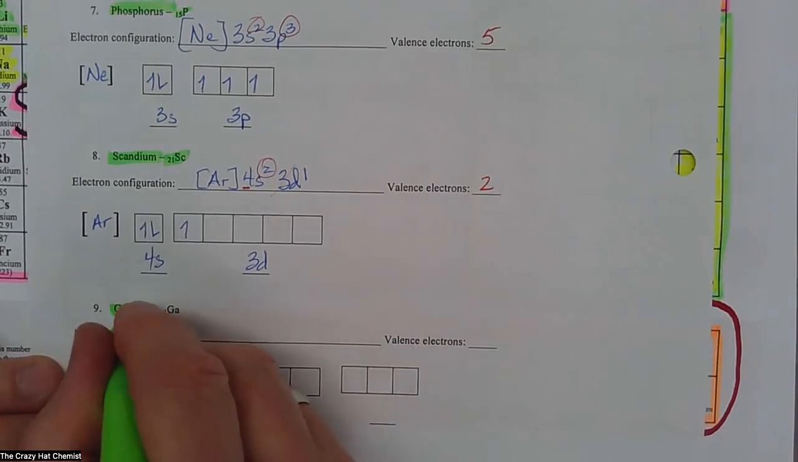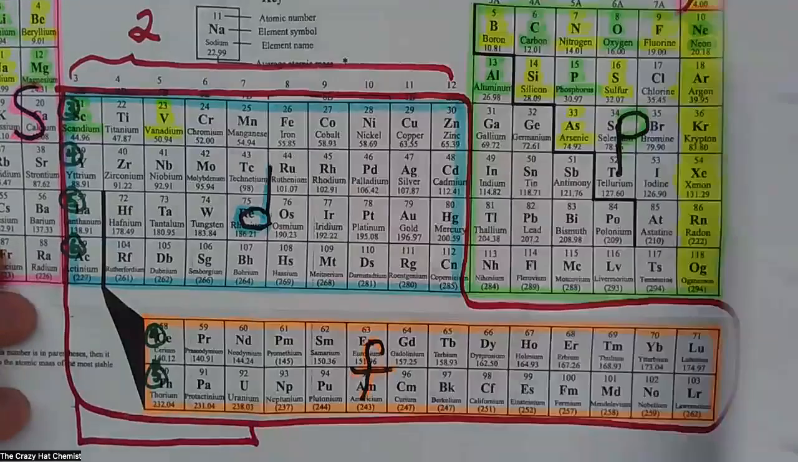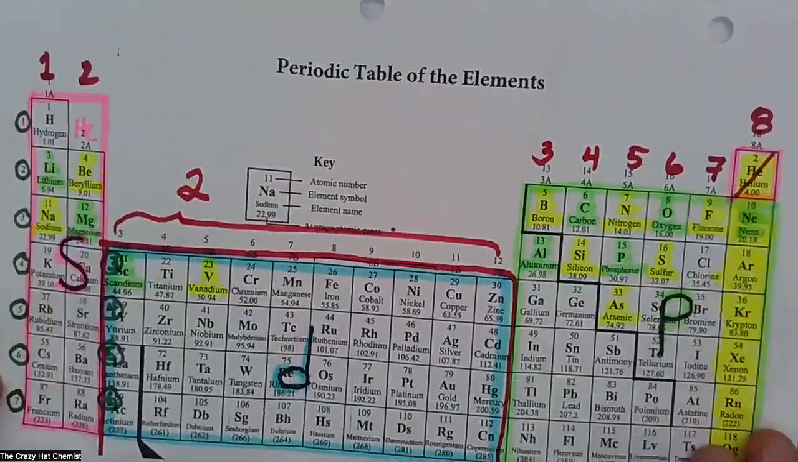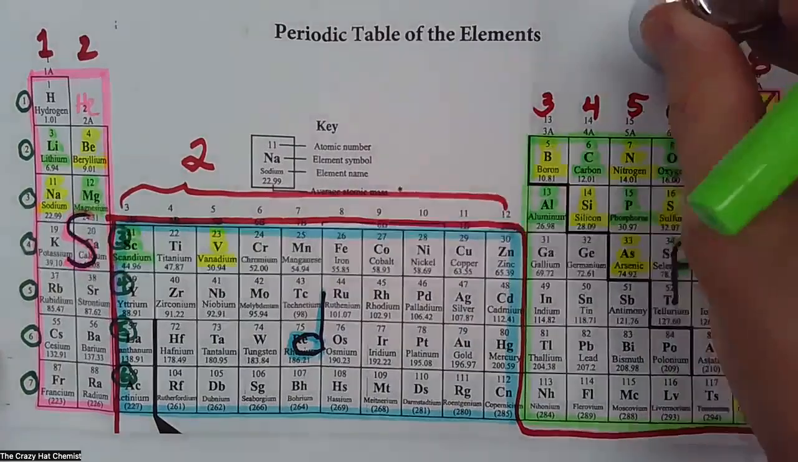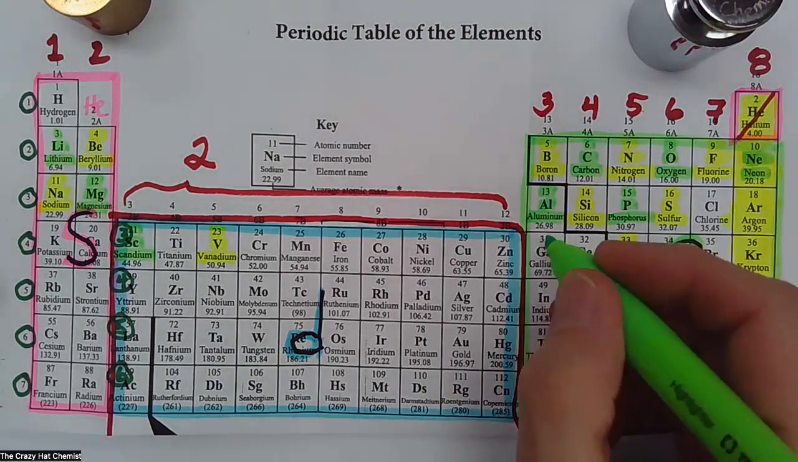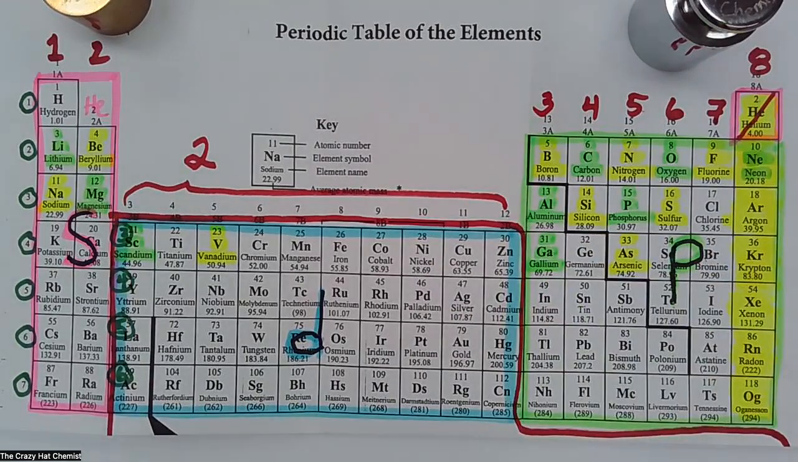Okay, the next element is gallium. That's number 31. That's Ga for gallium. So let's find gallium on the periodic table. I'm going to do a little bit of folding so that we can see the vast majority of this, put a little bit of weight on this so we can put it down. And where is gallium? Well, it's number 31, so that shouldn't be too hard. There's 31. That's Ga for gallium. Perfect.